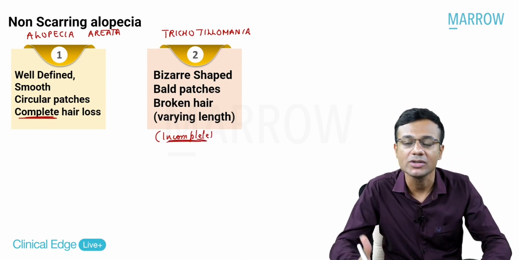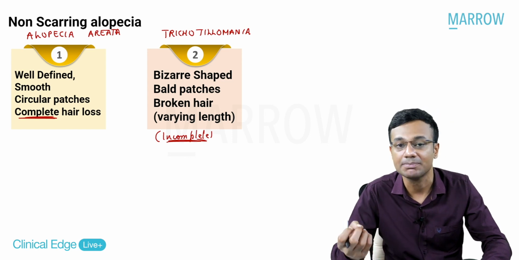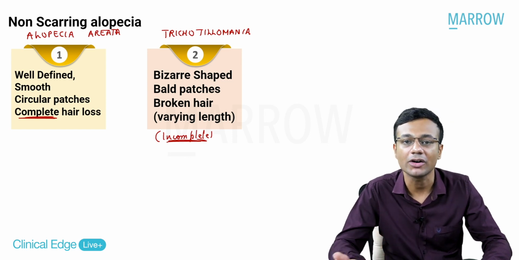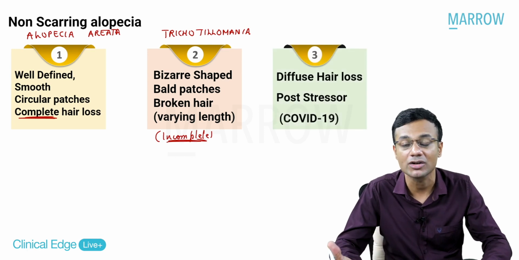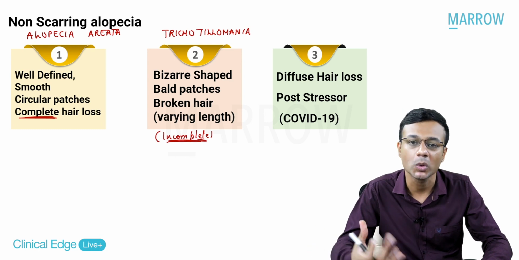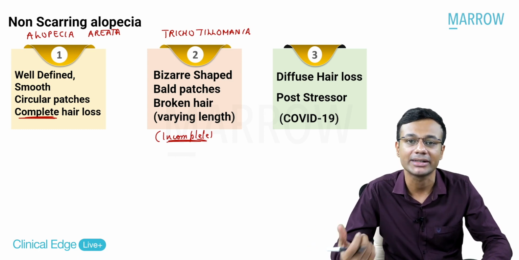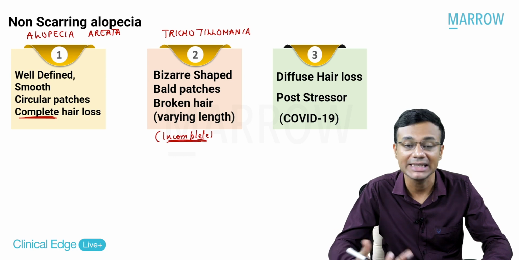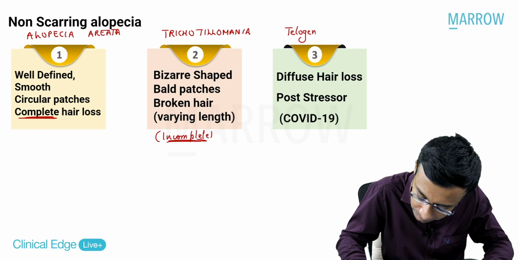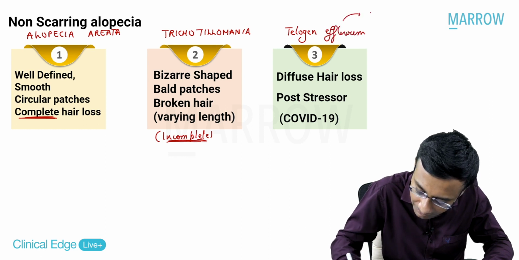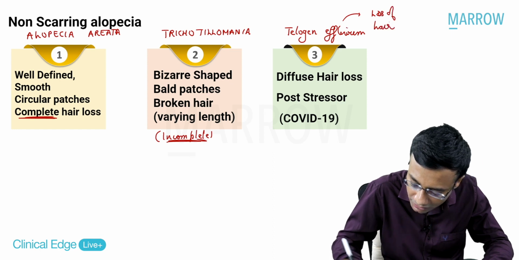The word complete is used. It is alopecia areata. If it is bizarre, incomplete, we are going to think of trichotillomania. The third important situation here is diffuse hair loss after a significant systemic stress. The stress could be COVID-19, it could be malaria, it could be typhoid, it could be pregnancy. Then my diagnosis is going to be telogen effluvium. Effluvium means loss of hair.